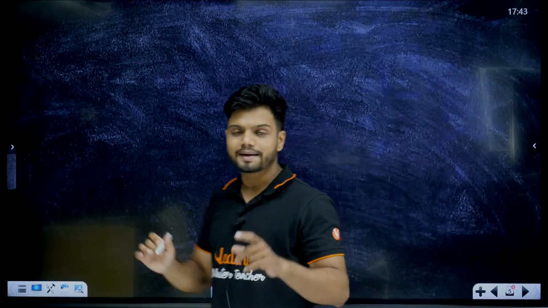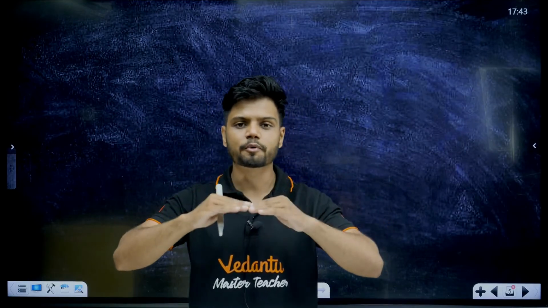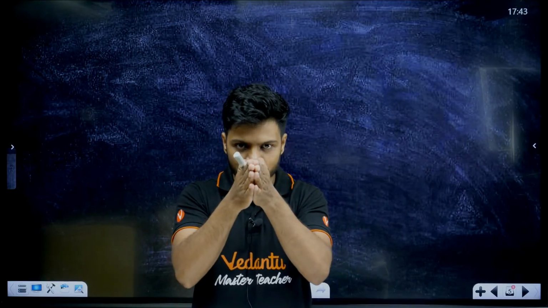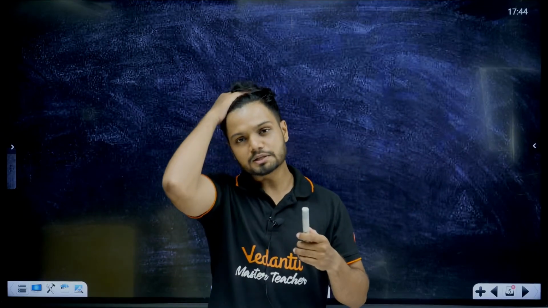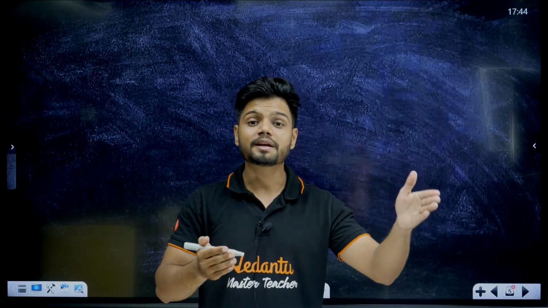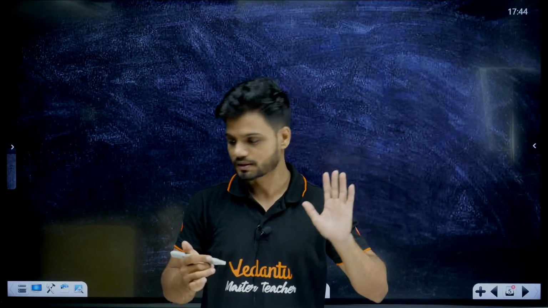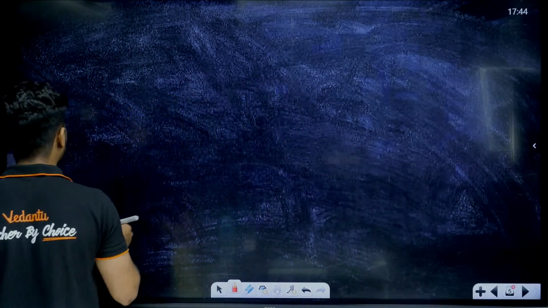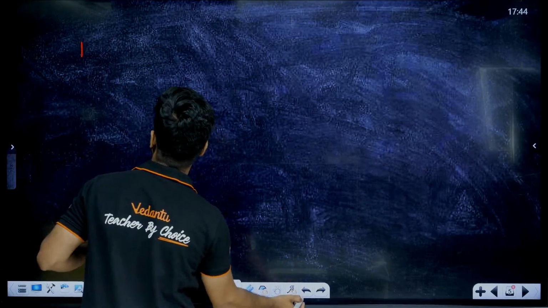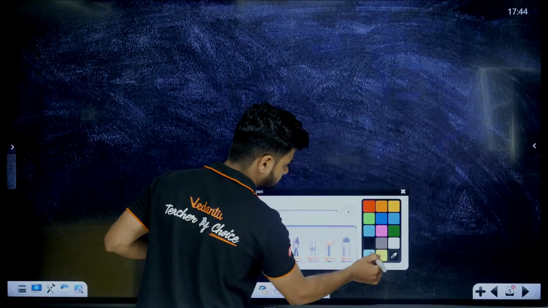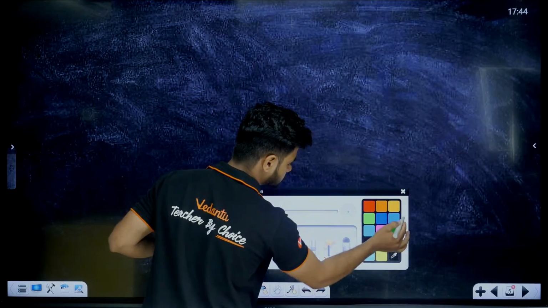Now, your entire chapter of sexual reproduction in flowering plants is divided into how many parts? 3 total parts. The first part is called your pre-reproductive phase, also called pre-fertilization. One thing, students.